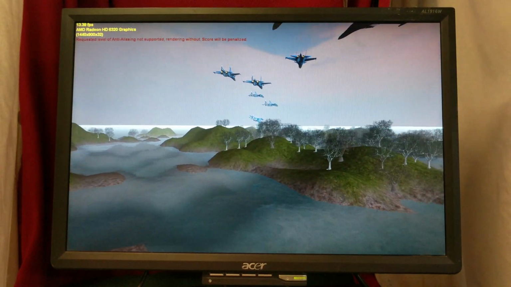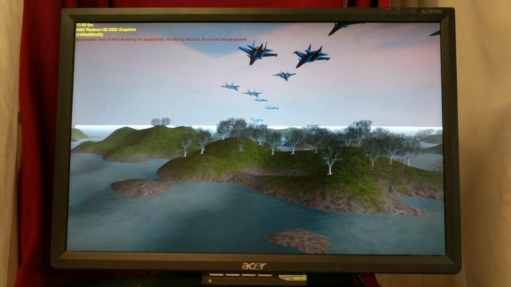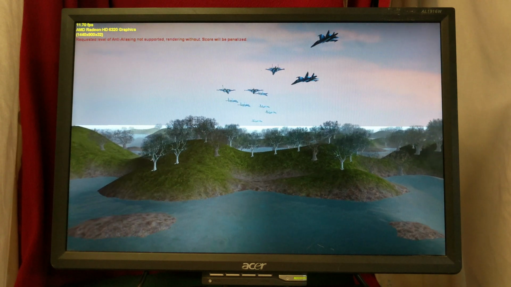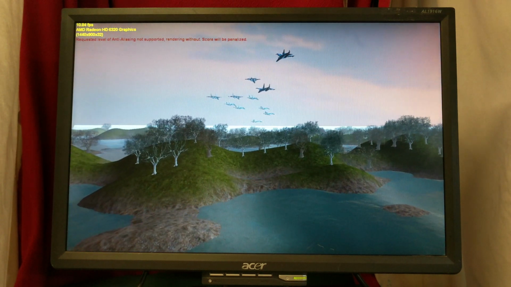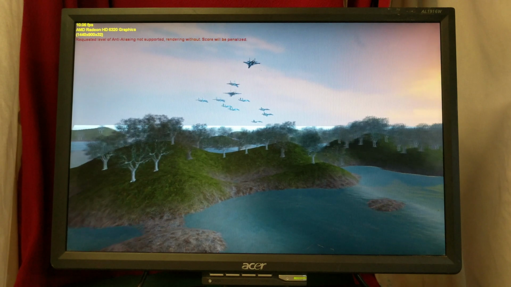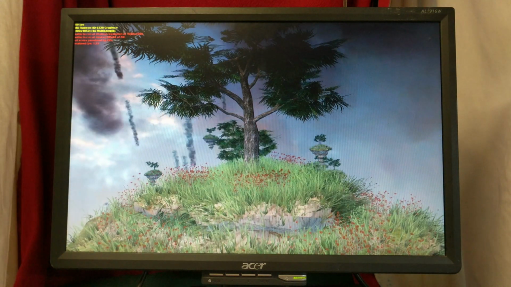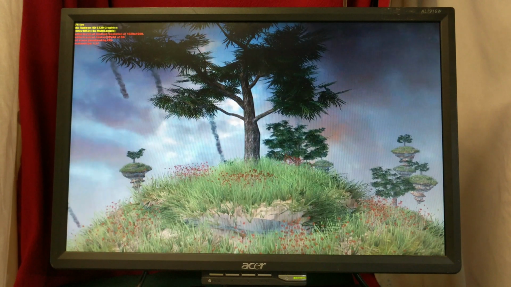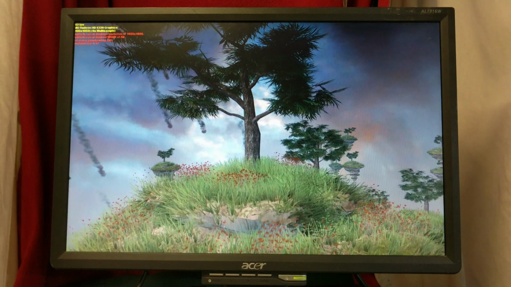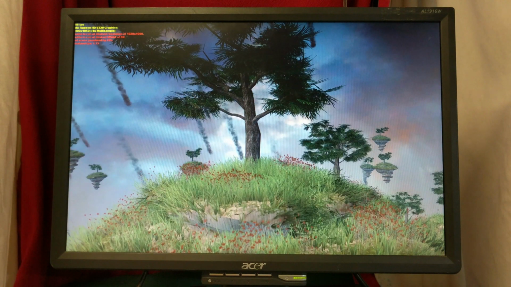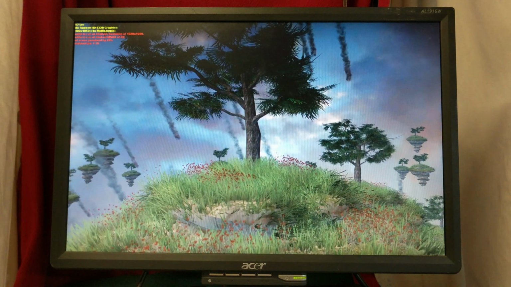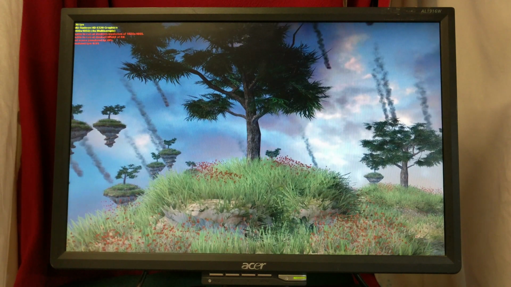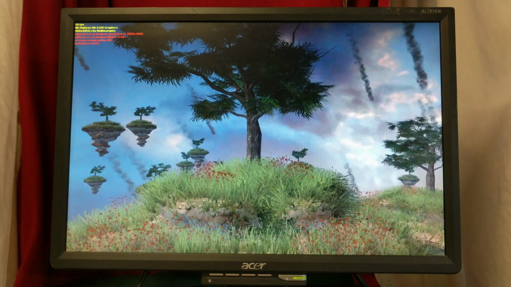Okay, so benchmark. First up, we got the planes at 13.6 frames per second. Not too bad. Required level of anti-aliasing not supported. Rendered without. Score will be penalized. Alright, and here we have the space rocks. We are doing this at 69 frames per second, not too bad actually, and able to run in the required 1080p, yes, naturally, but still not frickin' bad.